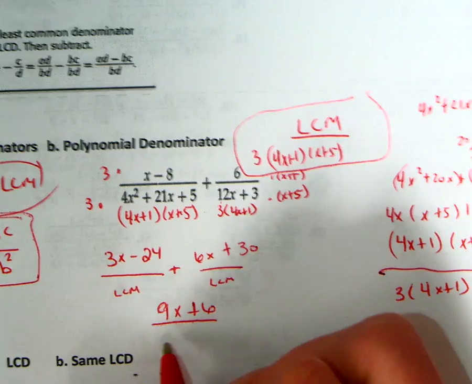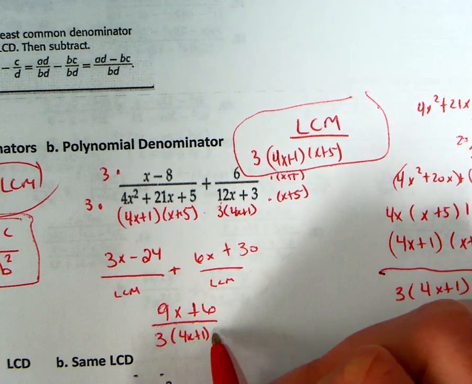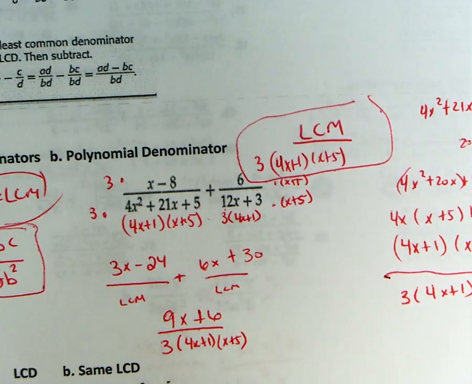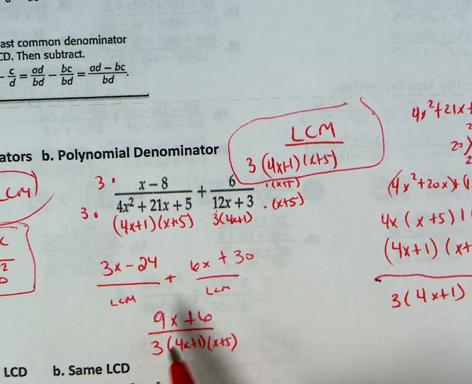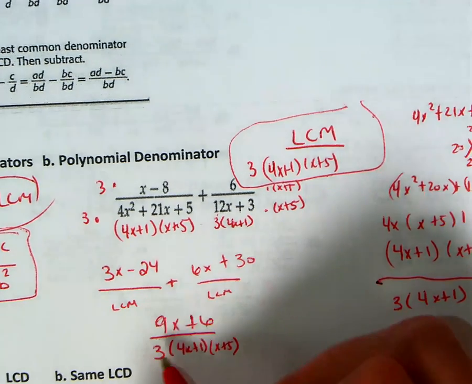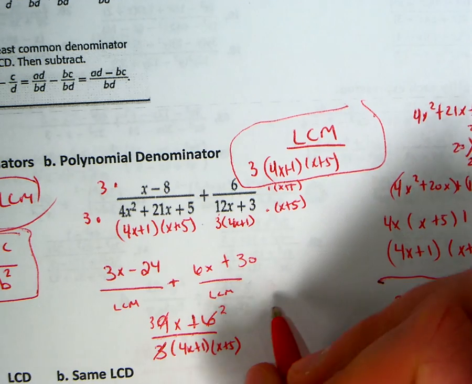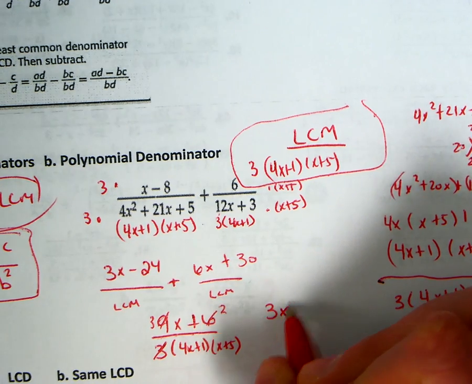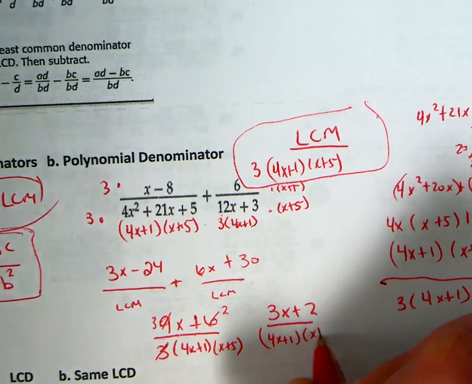Now I'm going to actually write it in the least common denominator. So we have 3 times 4x plus 1 times x plus 5. And now this is basically 95% done, but I can use this 3 and I can simplify this a little bit more. Right, so 9 divided by 3 is just 3, 6 divided by 3 is 2. So our final answer is 3x plus 2 over 4x plus 1 times x plus 5.